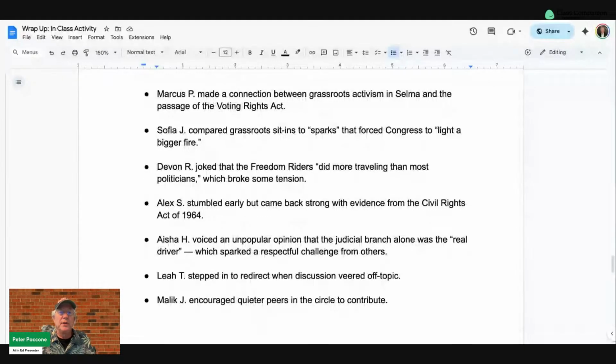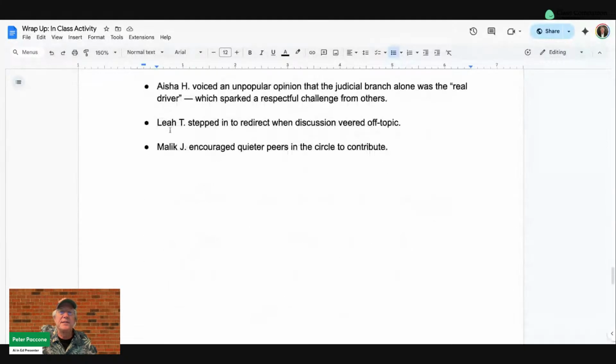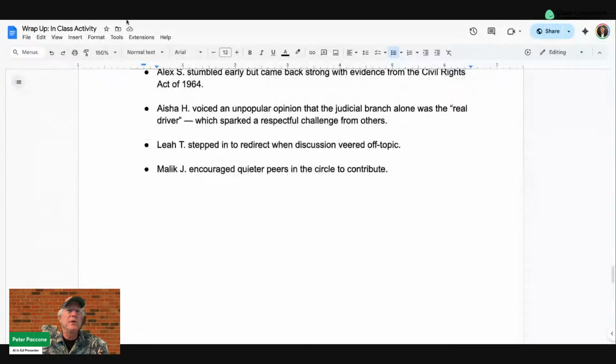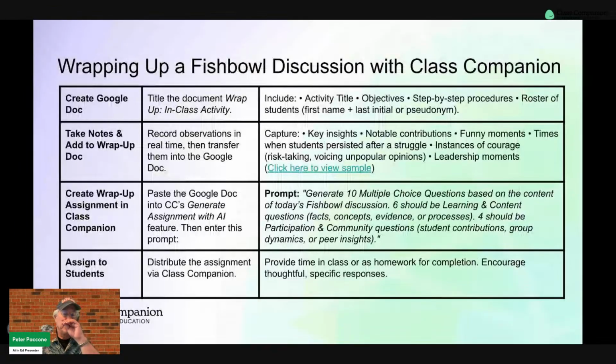And if we scroll a little bit further down, Leah stepped in to redirect. When discussion veered off topic, the teacher might say she really took a lead there, or whatever the case might be, and encourage quieter peers in the circle to contribute. All right, so now we're going to go back to the slideshow. And if you can't see it, please let me know.